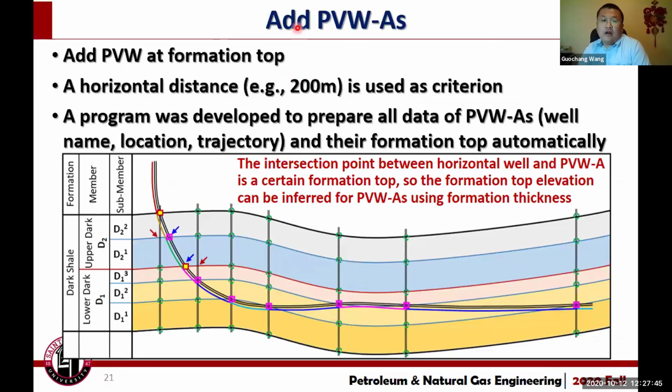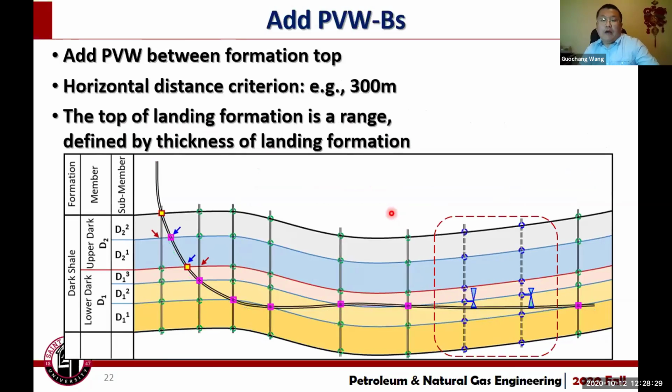And then for us to add the pseudo-vertical well A, mostly we add that at the formation tops from horizontal wells. And we don't want to add too many of those pseudo-vertical wells. So we set a criterion like 200 meters lateral horizontal distance, or you can use 100 or 300. You can judge those numbers based on your area. Because you can see here we add 7 pseudo-vertical wells for this single horizontal well. So this process, if you do it manually, will be very time consuming. So we developed a program to do this. I will show you that later.